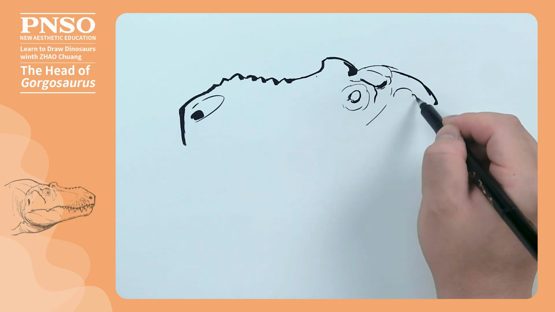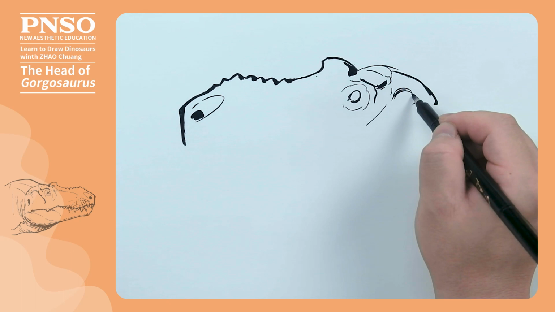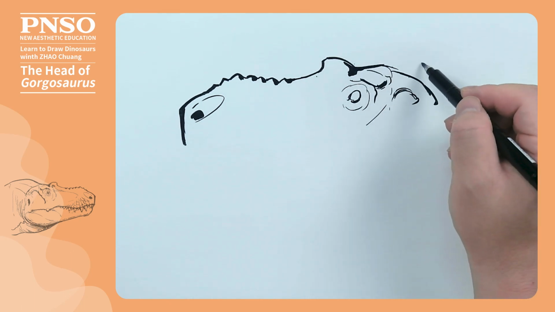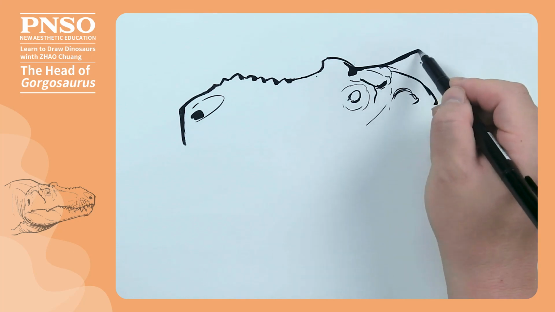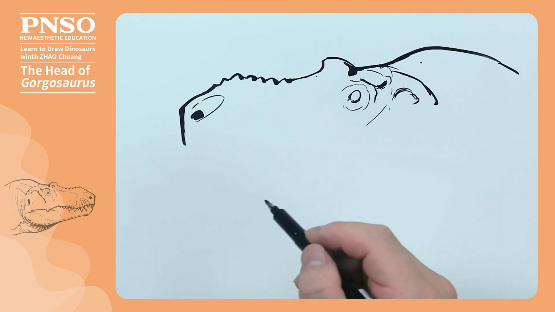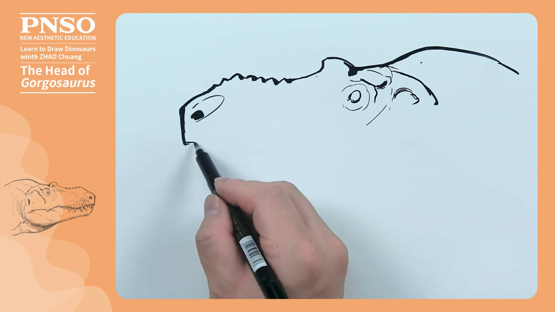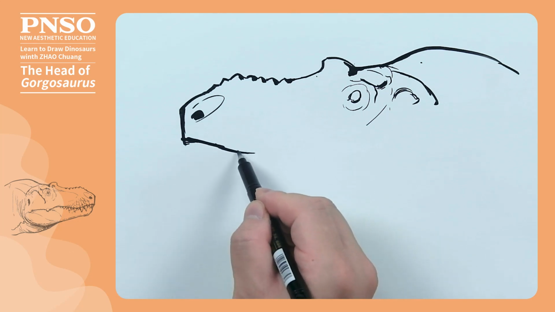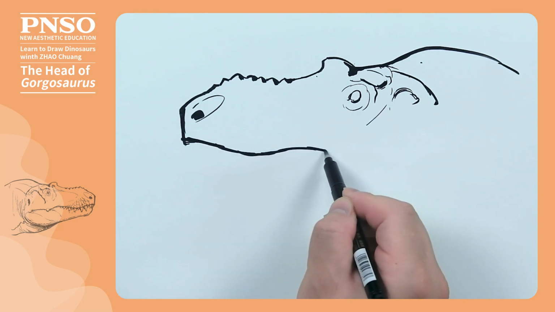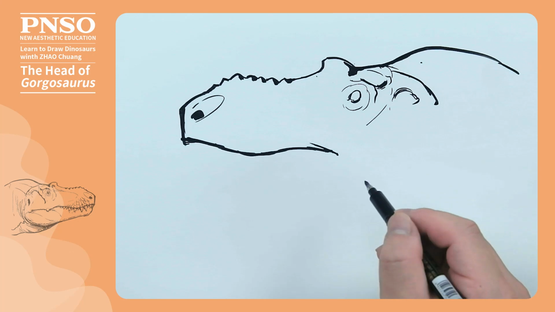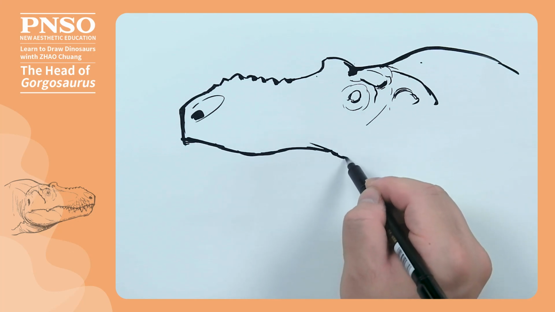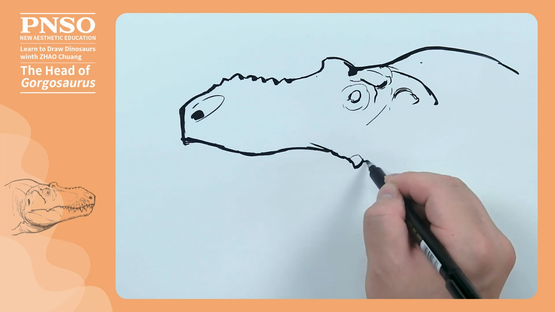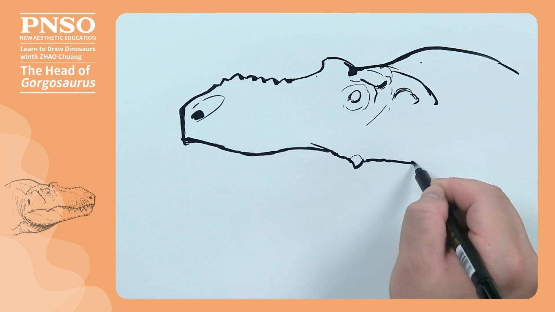Let's lightly show the temporal fenestra here. Next, let's draw its neck. Here is the bone that connects the front and rear muscles in its neck. Let's outline its mouth. Here is its jugal bone, with a small jugal horn. The corner of its mouth ends about here.